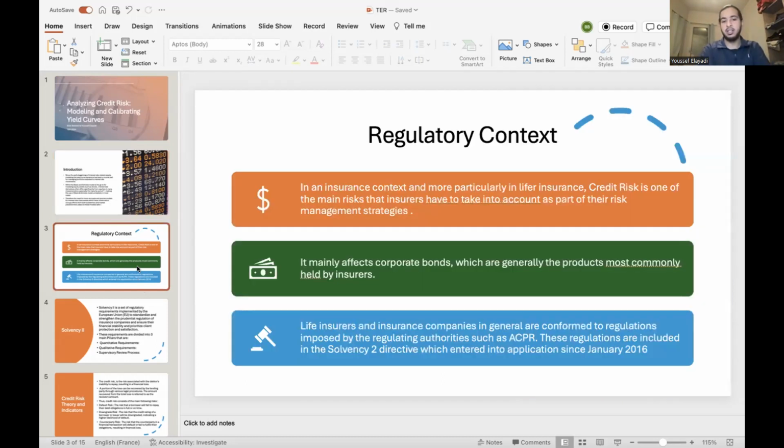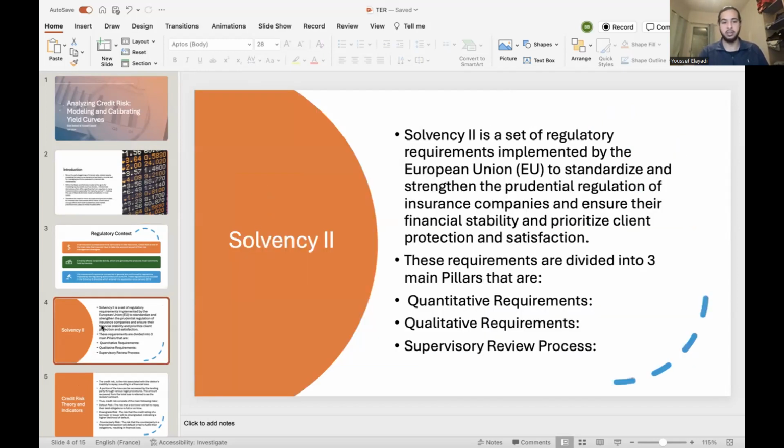So, for the regulatory context: in an insurance context, and more particularly in life insurance, credit risk is one of the main metrics and risks insurers have to take into account as part of their risk management strategy. It mainly affects corporate bonds, which are generally the products most commonly held by insurers. These insurance companies must conform to regulation imposed by regulating authorities such as the ACPR, and these regulations are all included in a directive called Solvency II, which entered into application in January 2016.